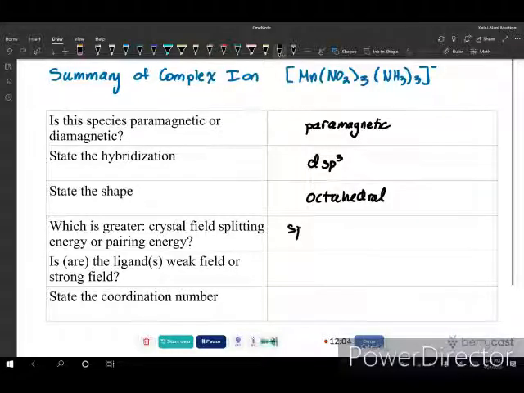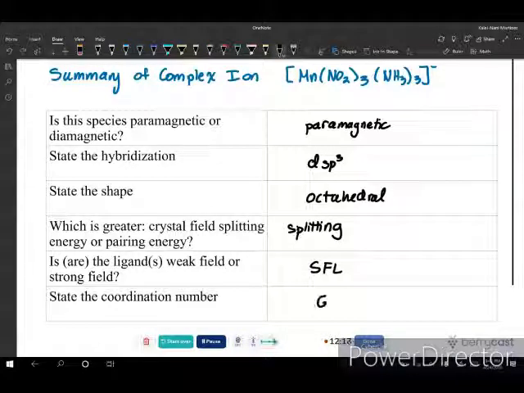And we already know that the splitting energy is higher, and our ligands are strong field, with the coordination number 6.